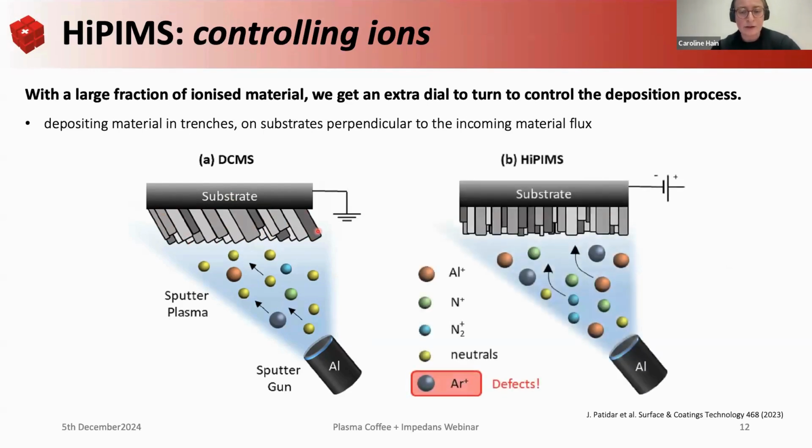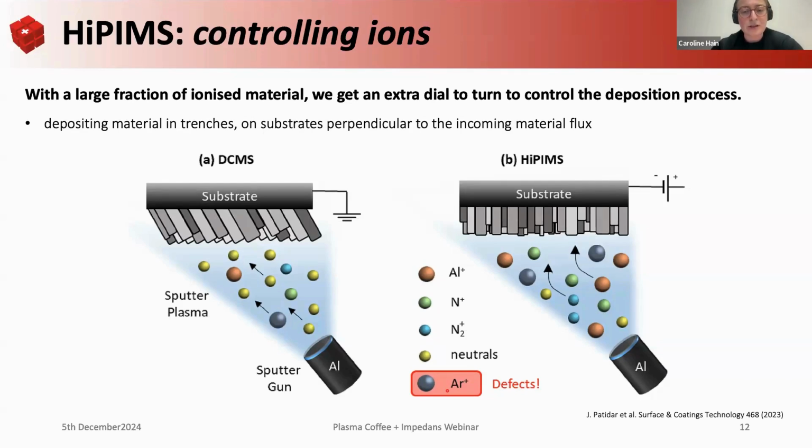And then with high PIMs, since we have a lot of ions around, we can attract them in a specific direction. And what we can also do, when we generate ions, in the context of aluminum nitride, is that we have aluminum, we have atomic and molecular ionic nitrogen available, neutrals, and then we also have argon ions. Now, argon ions can actually cause downsides. They can get integrated into the film, or when they're bombarding with high energies, they can cause unwanted defects within our material.